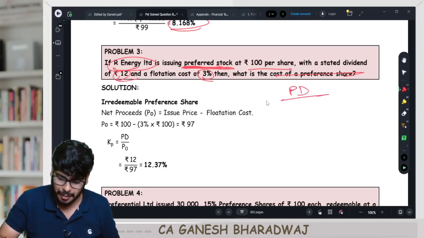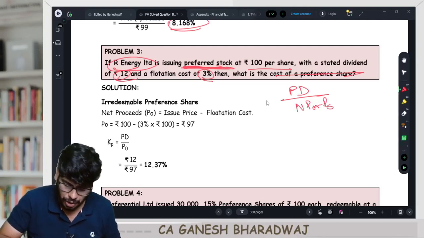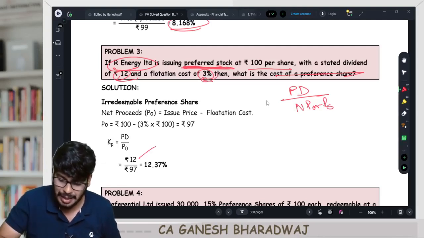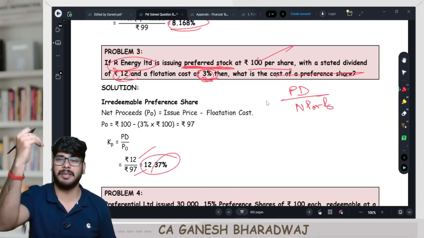Preference dividend divided by what? Your net proceeds. Or in other words, you can call it P0. What is the preference dividend? 12 rupees. What is P0? They have said 3% flotation cost. Issue price is 100. 100 minus 3, 97. Answer is 12.37. And that's about this question.